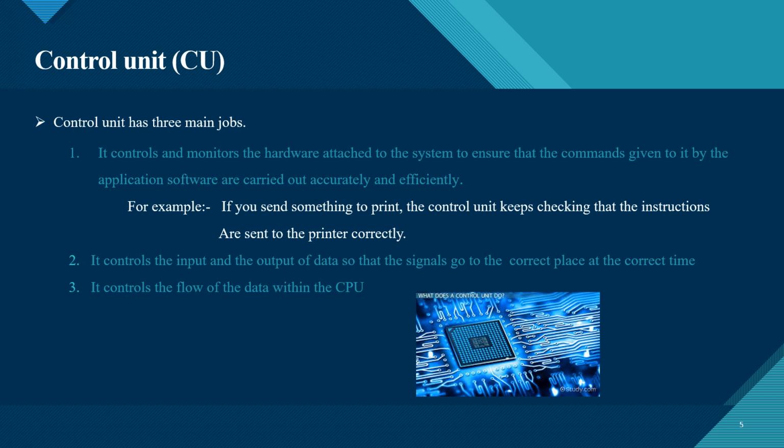Control unit. The control unit has three main jobs. It controls and monitors the hardware attached to the system to ensure that the commands given to it by the application software are carried out accurately and efficiently. For example, if you send something to a printer, the control unit keeps checking that the instructions are sent to the printer correctly.